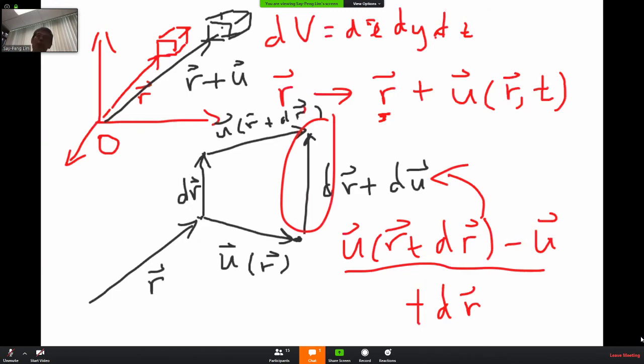On the other hand, you know that given any function u that has x, y, z components, the i-th component is by definition partial u_i by partial r_j, your book uses the notation r_j, times dr_j, summed over j, from 1 to 3.